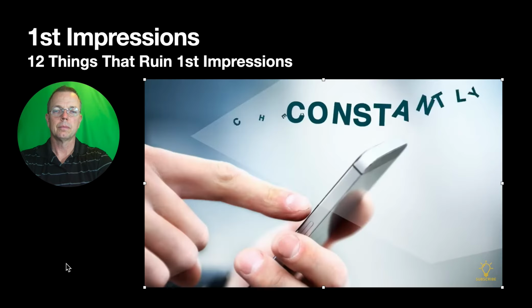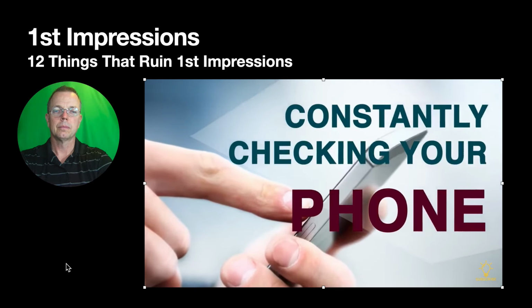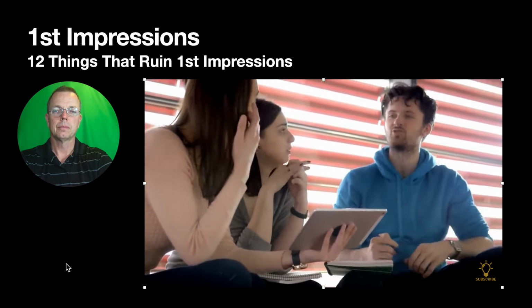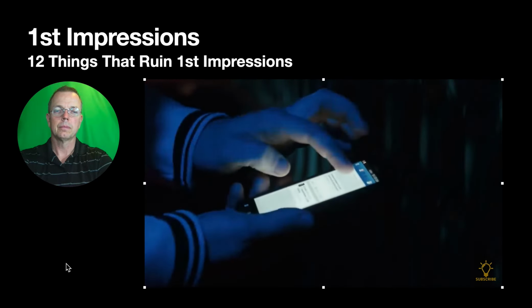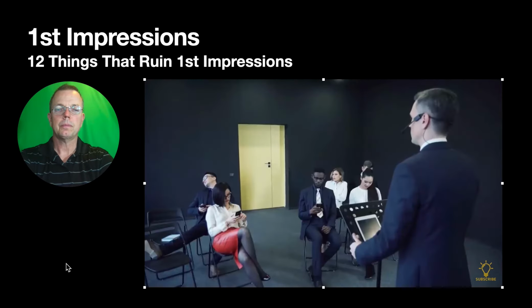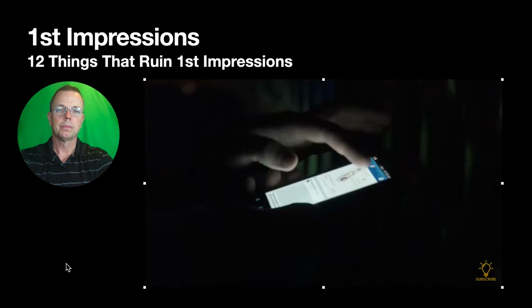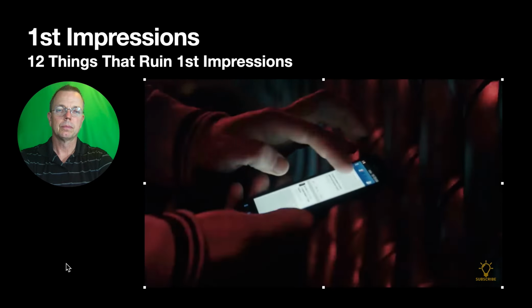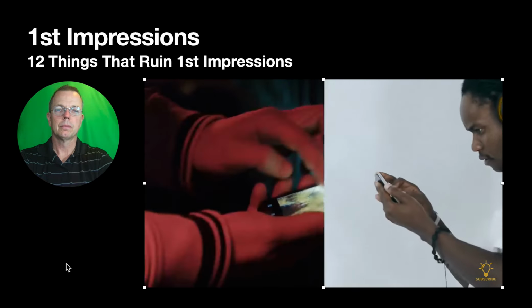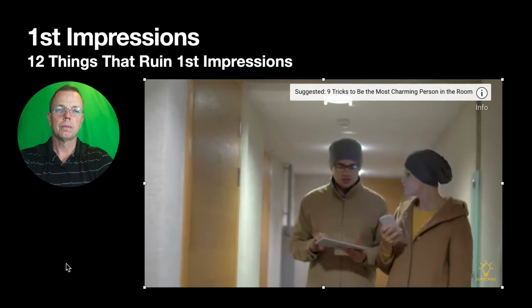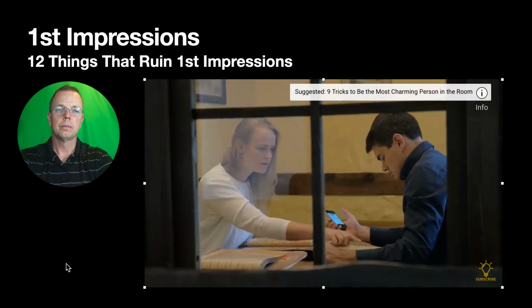Number 4, constantly checking your phone. In the age of social media and 24/7 access to the internet, we've become addicted to our gadgets. In fact, an Android app called Lock It collected information and found that the average person checks their phone 110 times a day. Even if you're just checking the time on your screen, it comes off as extremely impolite when you do it during a conversation. The other person gets the impression that they're boring you, and you seem to have better things to do.